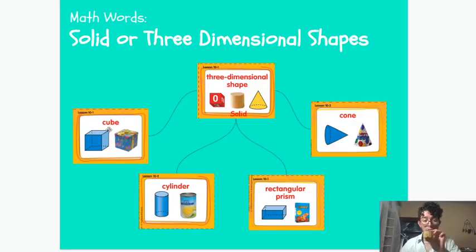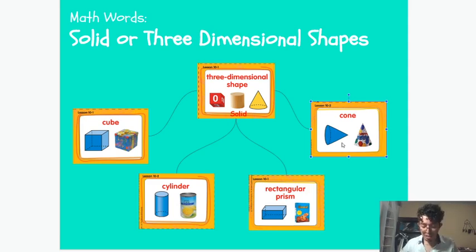So, we saw a cube is a three-dimensional shape. A cylinder is a three-dimensional shape. A rectangular prism is also a three-dimensional shape. And a cone is also a three-dimensional shape. This, like a ball, it's called a sphere. Esto que es una pelota le decimos esfera. And it's also a three-dimensional shape.